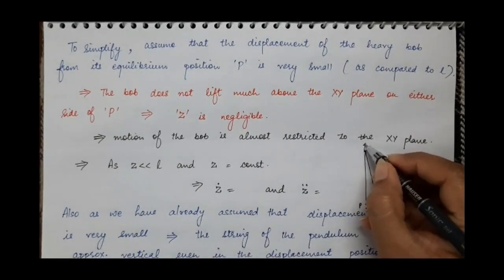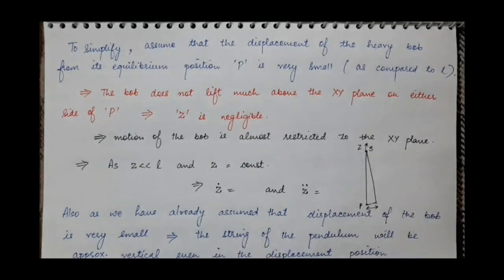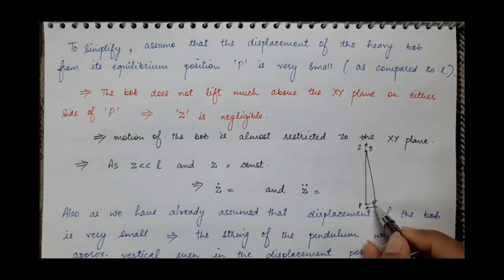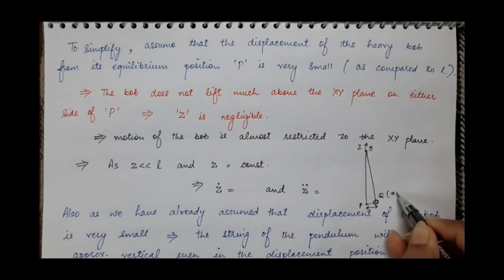And this length of the pendulum is along the z-axis, and this metallic bob or heavy bob of the pendulum oscillates in the xy plane. We have already assumed this in the figure in the previous lecture. So it oscillates in the xy plane. Why? Because we have assumed already in the previous lecture that this point is point Q having coordinates x, y, z.